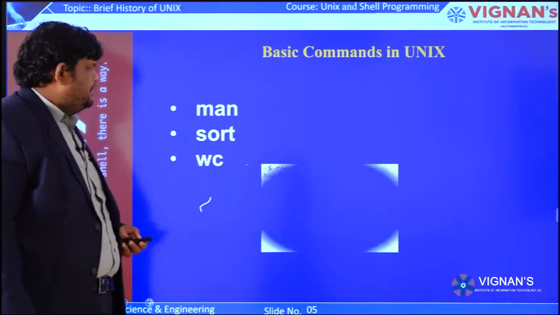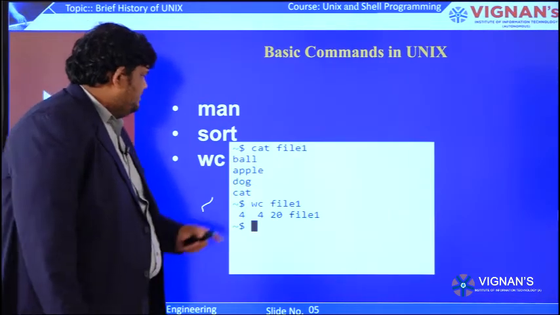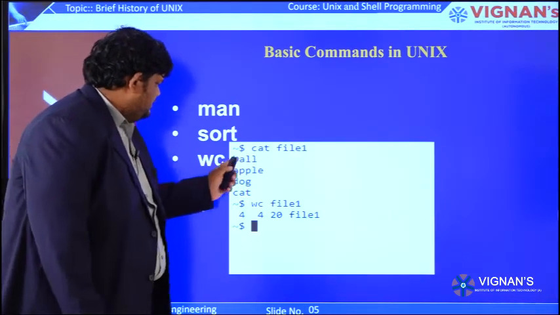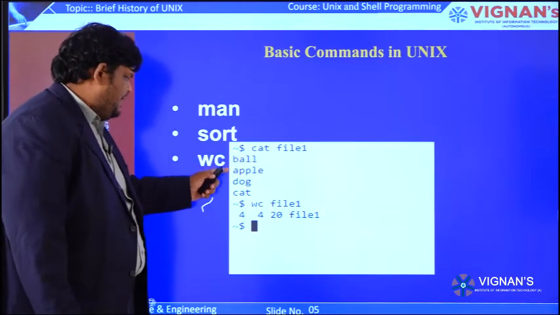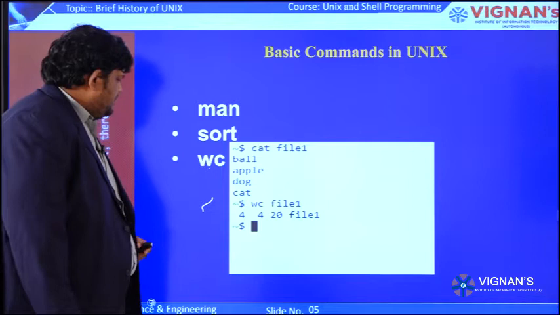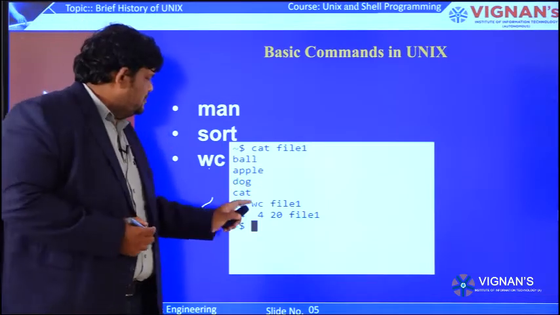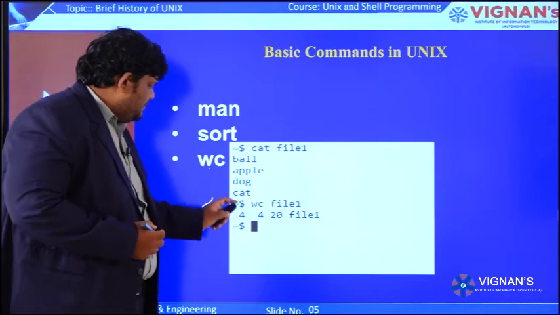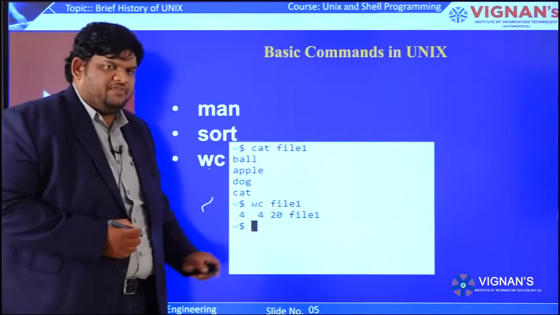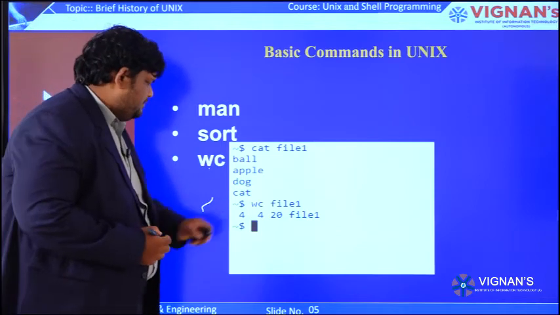Next, WC is nothing but word count. Let us see here again. Cat space file1. The content is like this: ball, apple, dog, cat. What is the meaning of word count? If you want to check in our content the number of lines, number of words, and number of characters, for that we use WC space file1.